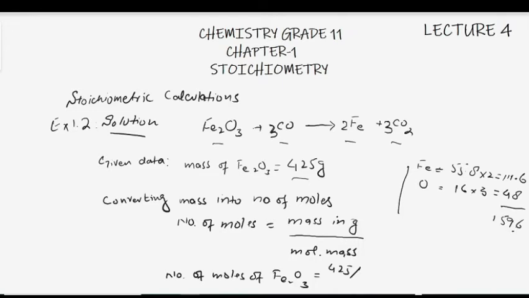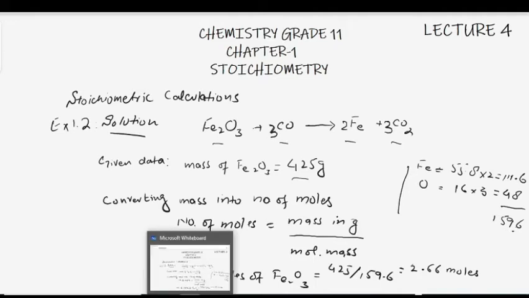So 425 divided by 159.6, if you calculate it, is equal to 2.66 moles of iron oxide. So we have converted the mass in grams of iron oxide into the number of moles of iron oxide. Now we have to go back to the balanced chemical equation and calculate the amount of iron that is produced.